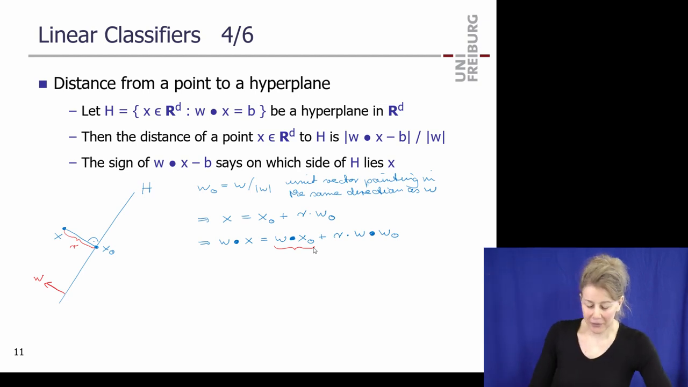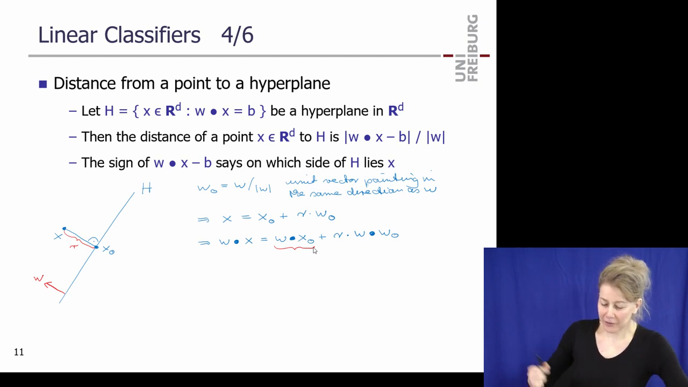What's W times x0? B, oh yes, it's B. Yeah, because x0 lies on the plane, right?